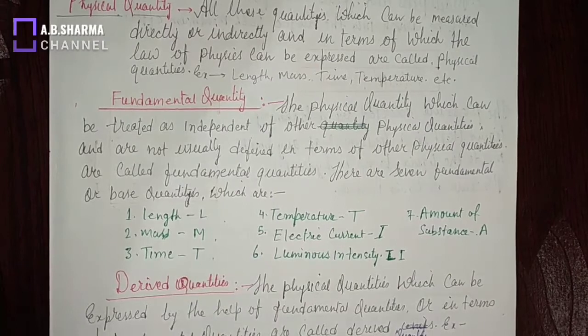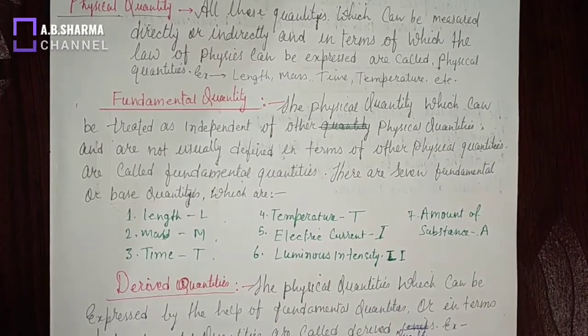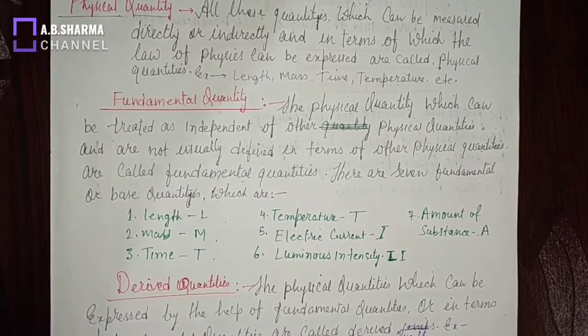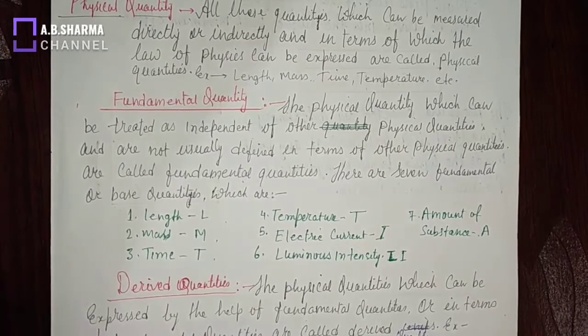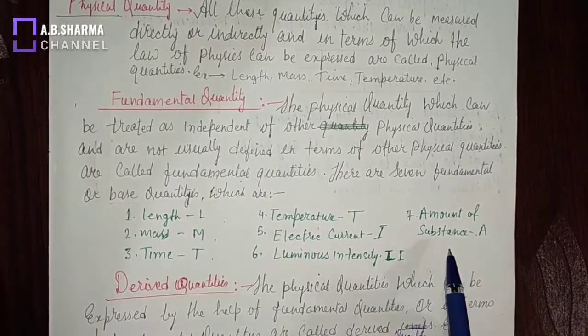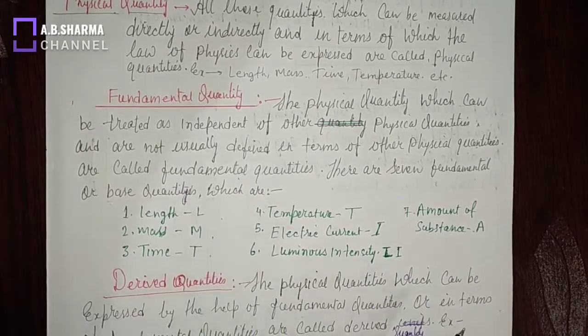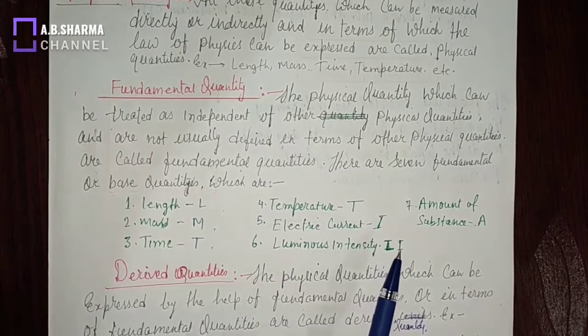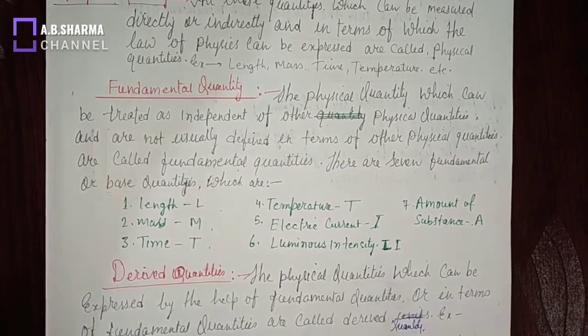There are 7 fundamental or base quantities which you have to learn, that is length, mass, time, temperature, electric current, luminous intensity, and amount of substance. So these are the 7 basic quantities, the 7 fundamental quantities.